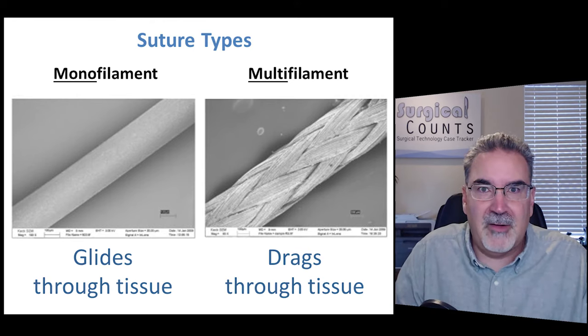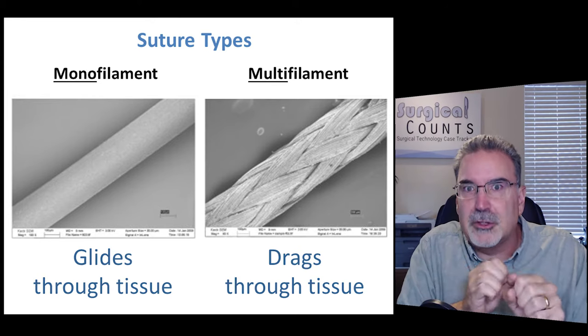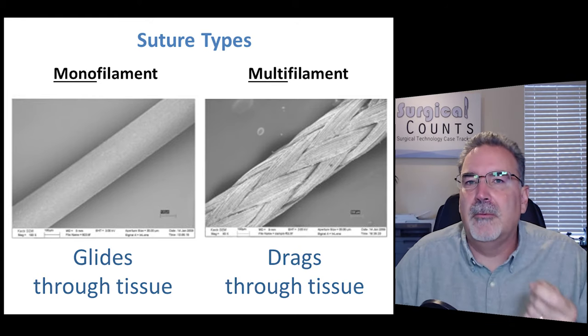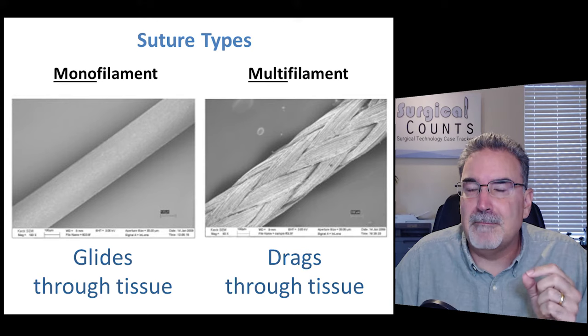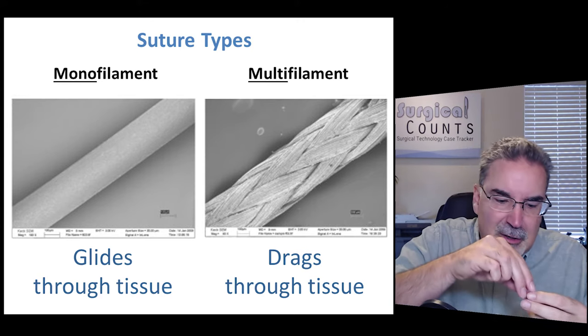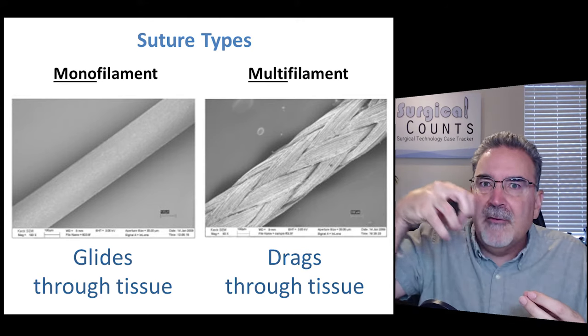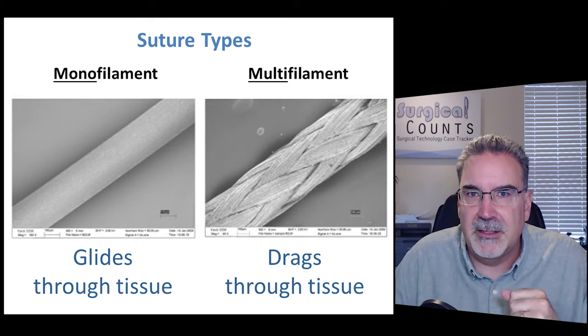And when we're talking about blood vessels, we want that opening around that suture to be nice and tight. So usually when we're talking about blood vessels, we're going to use a monofilament suture, because it's not going to drag. It's not going to create friction as it pulls through that tissue.